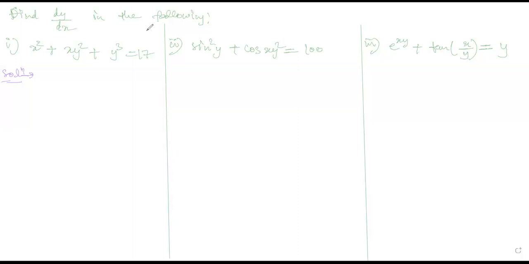Let's solve the first one. I know everybody is doing this, but I also want to solve. I'll help you out. I'm starting now. You guys please keep doing it, continue whatever you are solving. You can tally whether you are doing it correctly or not.